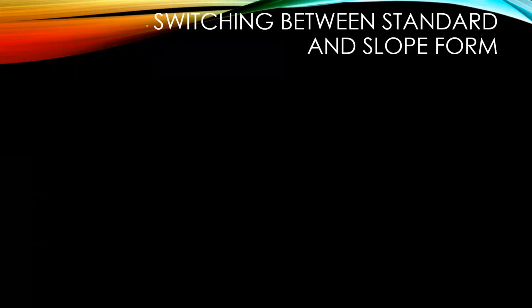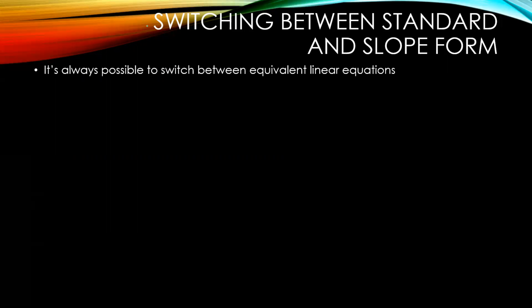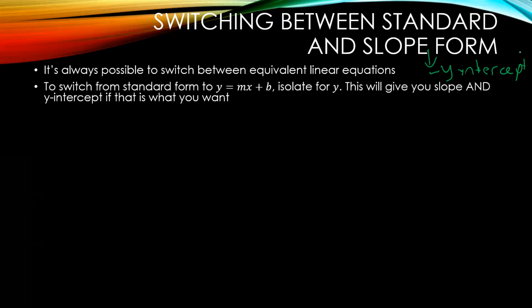in that example. So final thing, we're going to talk about switching between standard form and slope and y-intercept form. I meant to write slope and y-intercept. I missed that there. Slope y-intercept form. So how do you switch between these two forms? So it is always possible to switch between the equivalent linear equations, and we talked about this in the last lesson, so this isn't anything too new.